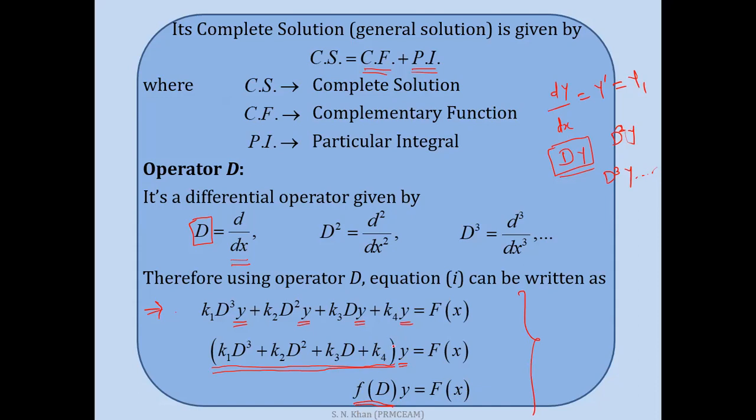So we have to take variable y common from the left hand side. So here we have taken y common. After taking y common, whatever remaining bracket will be there, that bracket will contain only terms of d and constant. So we can call it f of d, means function of operator d operating on y, and it is equal to capital F of x. So this is the simplified form for an ordinary linear differential equation with constant coefficients.